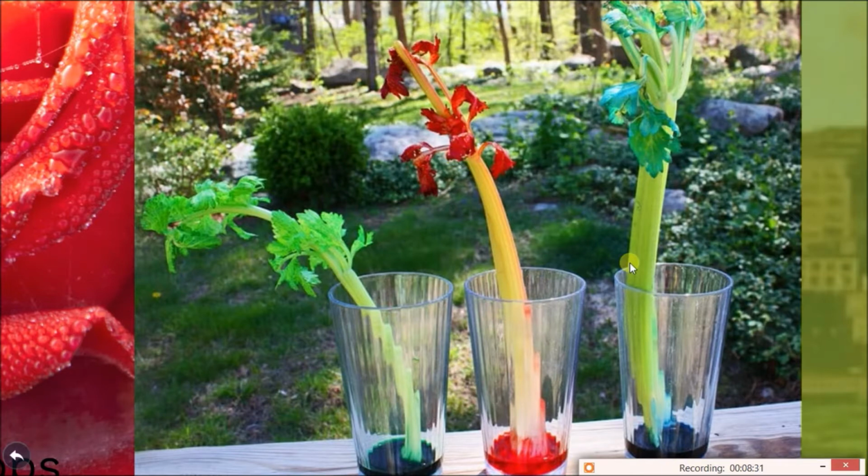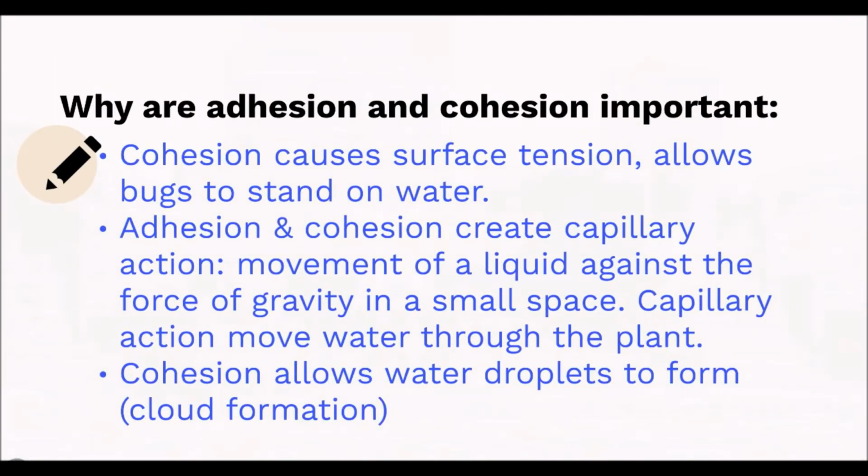So it'll actually suck up these colors, and the water will move up against the force of gravity with adhesion, meaning it's sticking to the inside of the plant cells and moving up slowly through the plant, and cohesion, meaning the water molecules want to stick with each other, so they'll pull up inside the plant, being attracted to the plant, and the water molecules themselves will help pull each other up inside the plant against the force of gravity. Adhesion and cohesion are important to life.